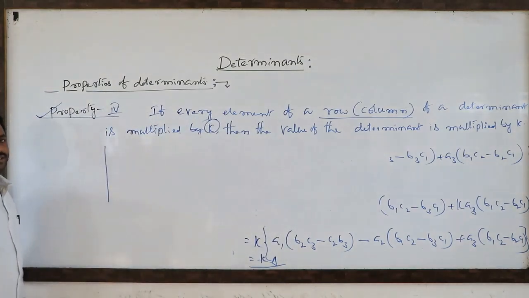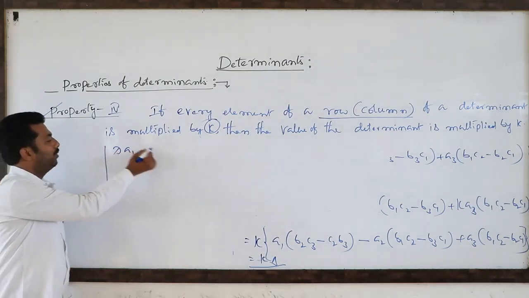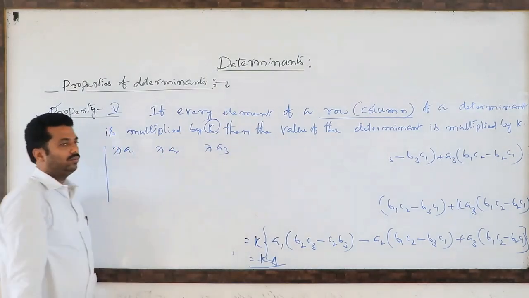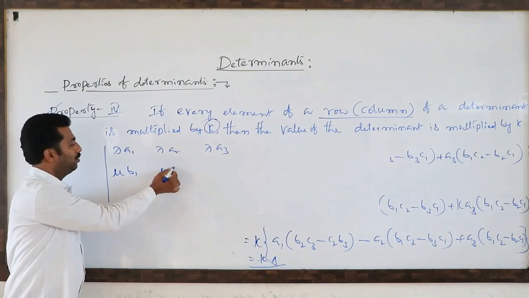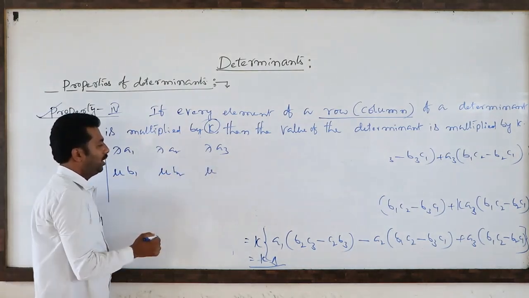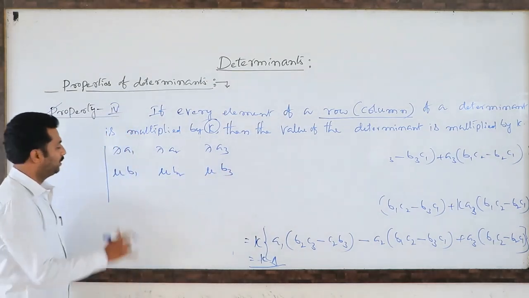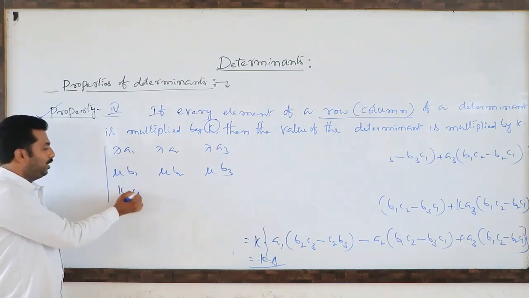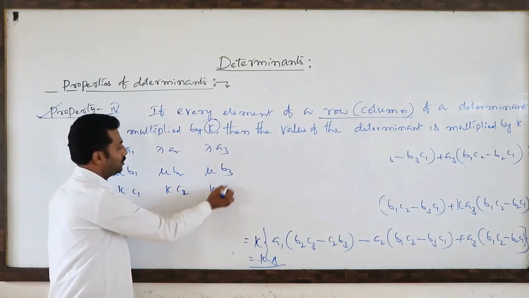Suppose in any determinant, first row, suppose lambda into A1, lambda into A2, lambda into A3. Second row, suppose some mu into B1, mu into B2, mu into B3, some constants. Third row, suppose some K into C1, K into C2, K into C3.